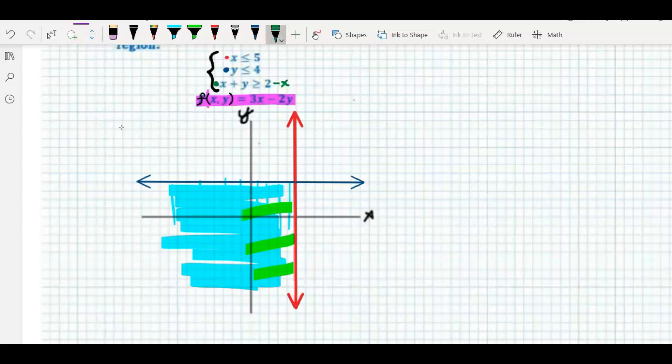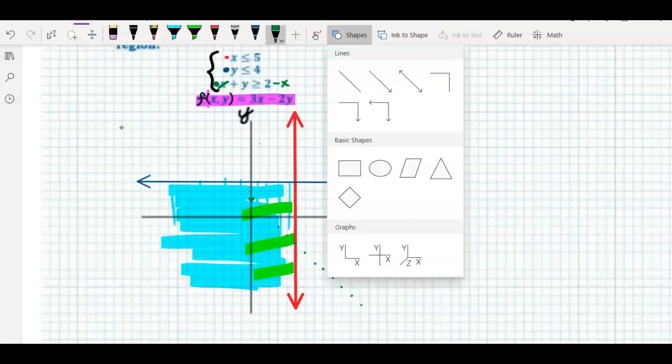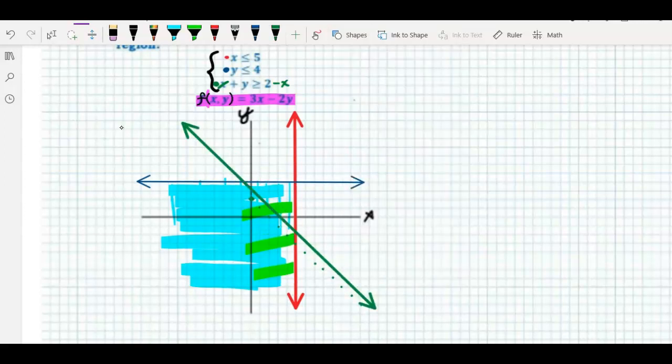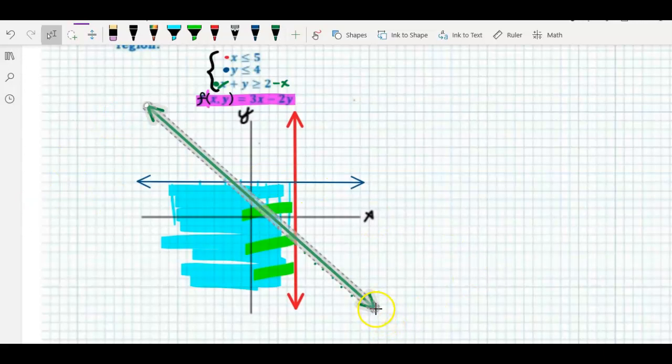I'm going to move x to the other side and graph y is greater than or equal to 2 minus x. That means I'm going to start at 2, and I'm going to go down one, right one, down one, right one. And then I'll connect them with a line. And again, this is a solid line.